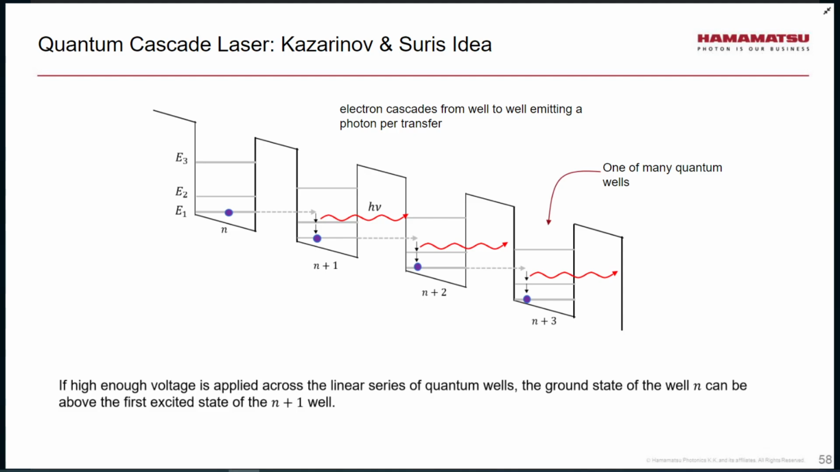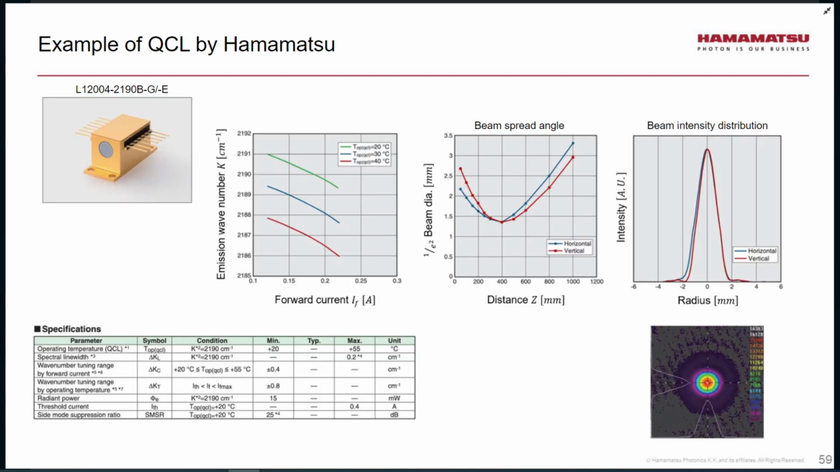Before moving on, I would like to point out that this slide is not a complete explanation of how this laser operates. This is the Kazarinov series idea, which cannot actually be physically implemented. There have to be modifications made. However, such modifications were successfully achieved, and successful quantum cascade lasers do exist, and Hamamatsu offers them as well. So here we see an example of a QCL laser.